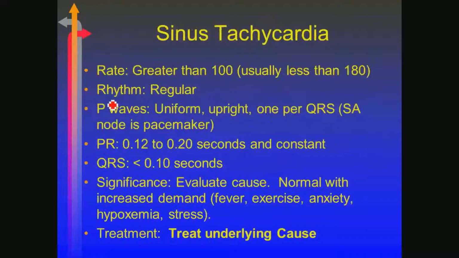Normal sinus, sinus brady, sinus tach. Sinus tach means that it's a normal sinus rhythm, but it's faster than 100 beats per minute. P to P is regular, R to R is regular. One P for every QRS complex, meaning that the sinus node is the pacemaker. The PR interval is within normal range, QRS within normal range. This is really where we've got to figure out what the cause is. It may be simply a response to hypoxemia, a response to pain, anxiety or fever, and you treat the underlying cause. So if they're hypoxemic, fix the hypoxemia.